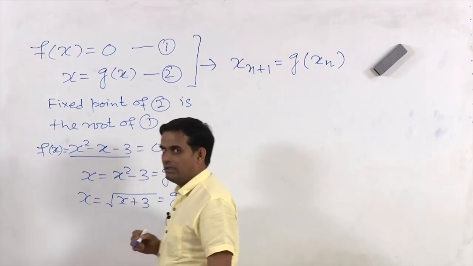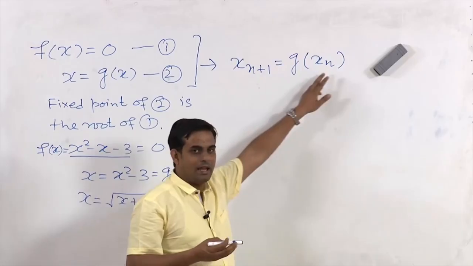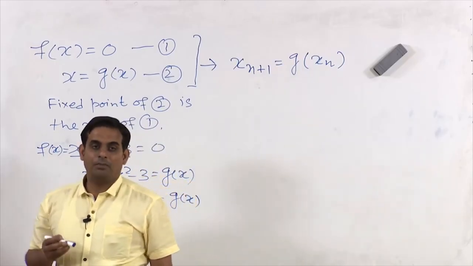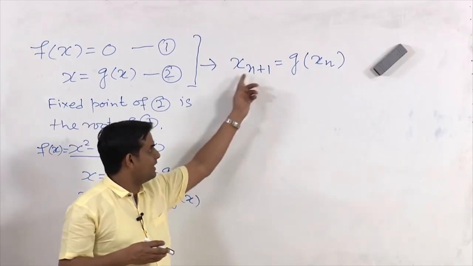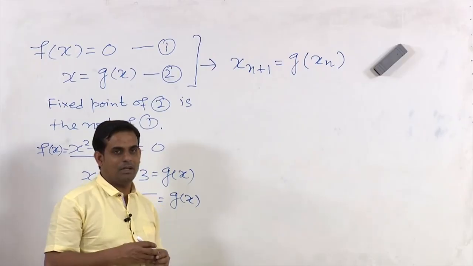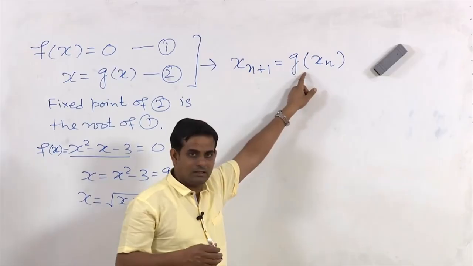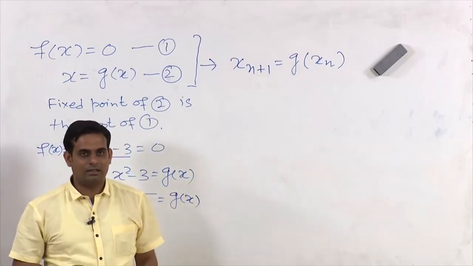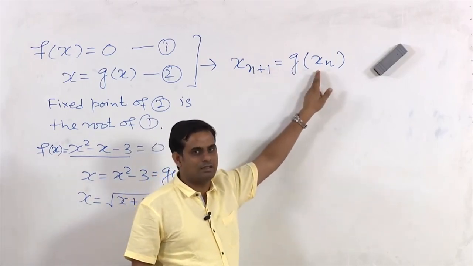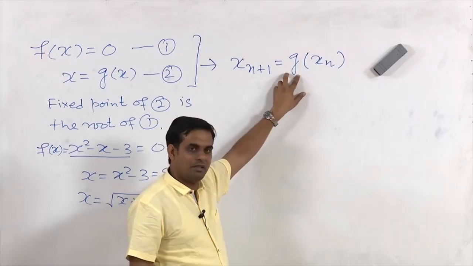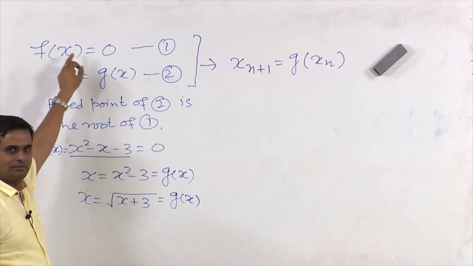I will generate an iterative scheme: x of n plus 1 equals g of x n. If x star is a fixed point of this particular g, then this iteration scheme will converge towards x star. Finally, this becomes x star equals g of x star, and hence x star is a fixed point of g, which gives the root of f x equals 0.